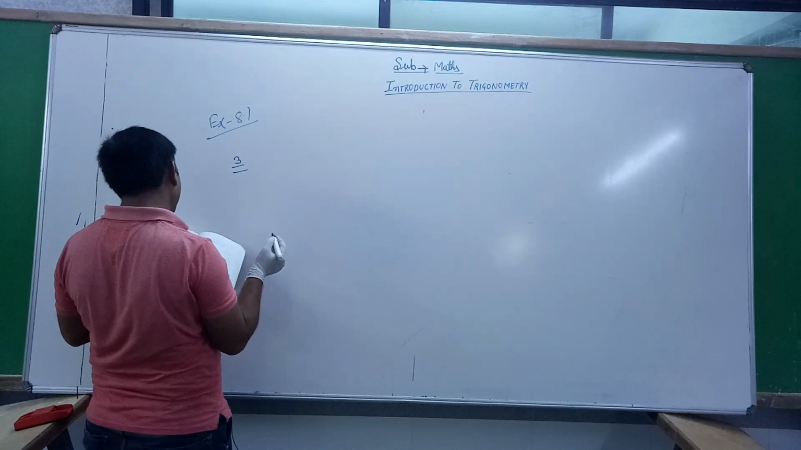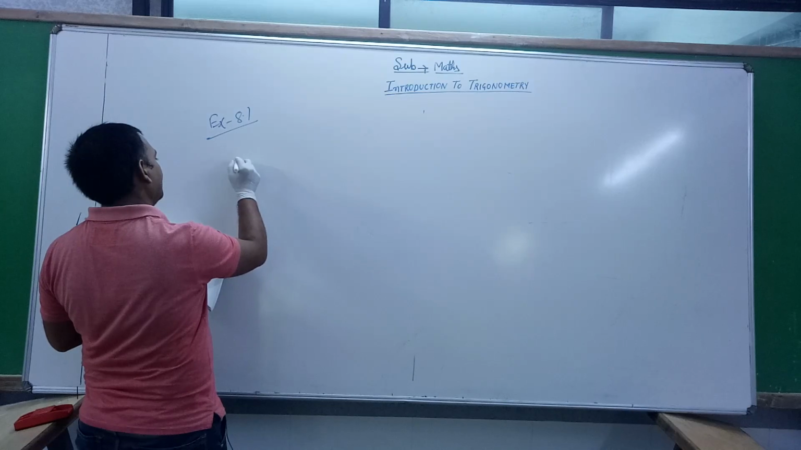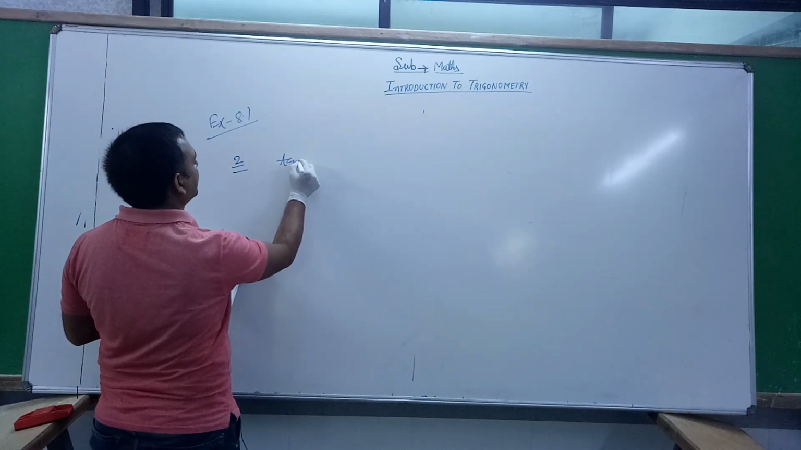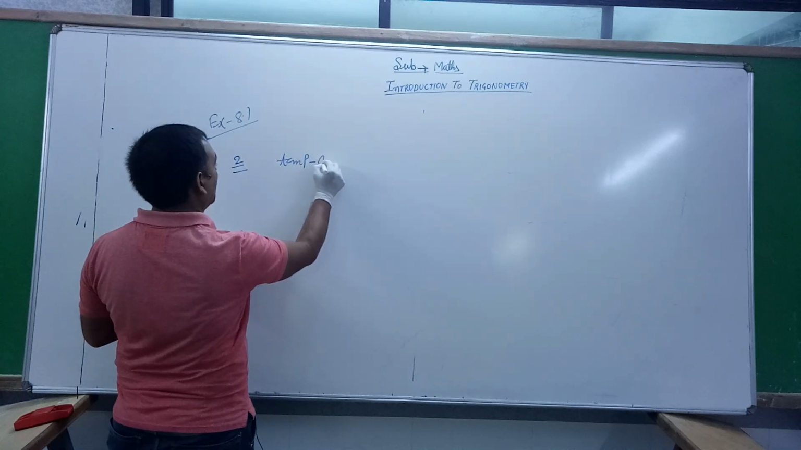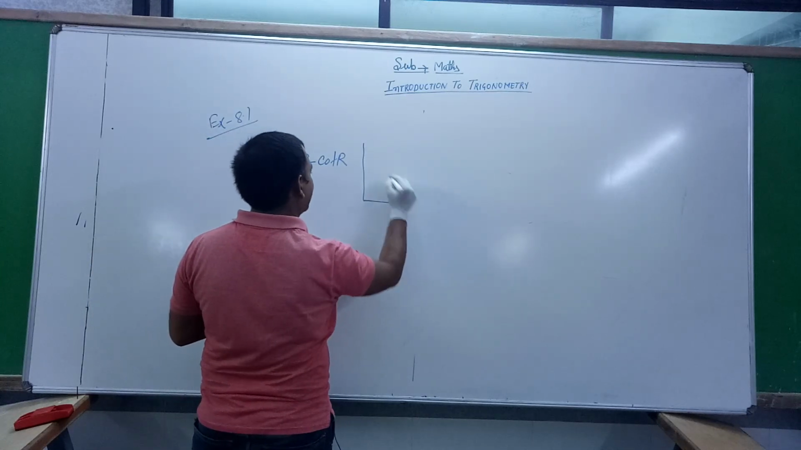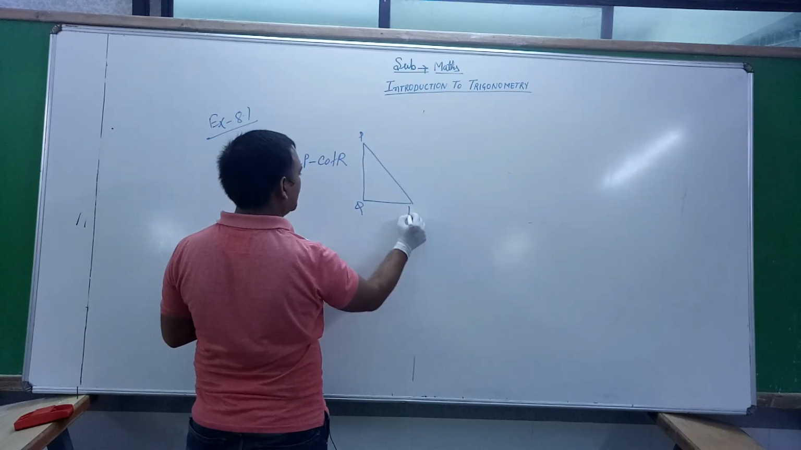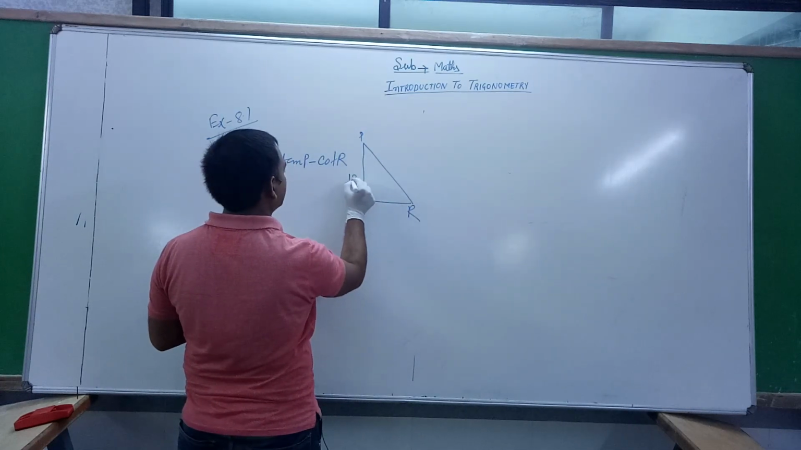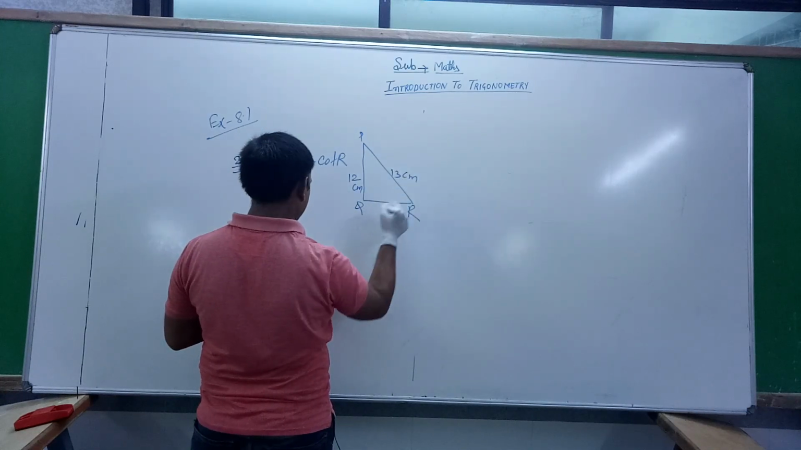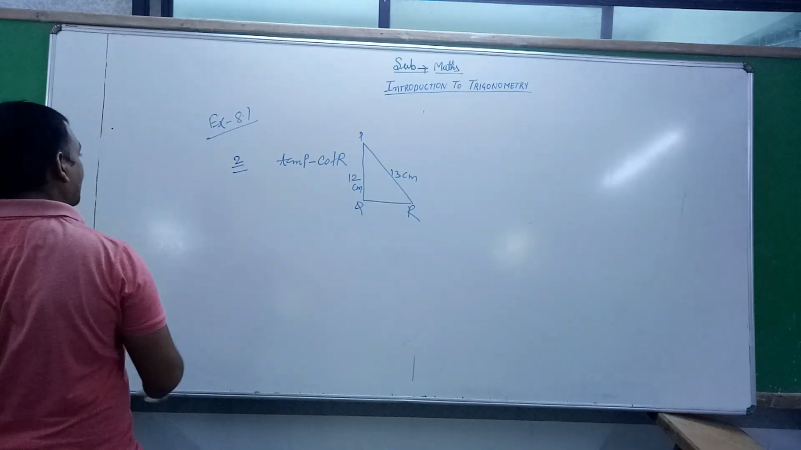In question number third, you also see question number second. Question number second: in the figure find tan P minus cot R. Here the figure is given. The figure is like this. This is P, Q and R. One side is 12 centimeter and this is 13 centimeter. QR is not given. Then you find the value of tan P and cot R.